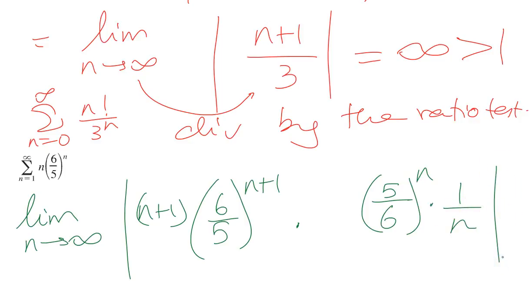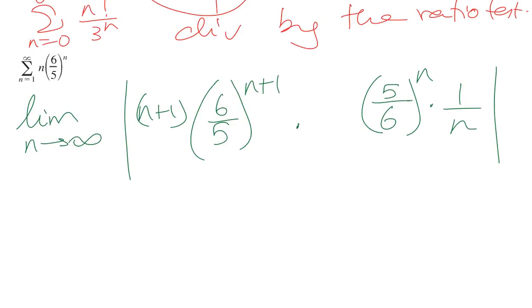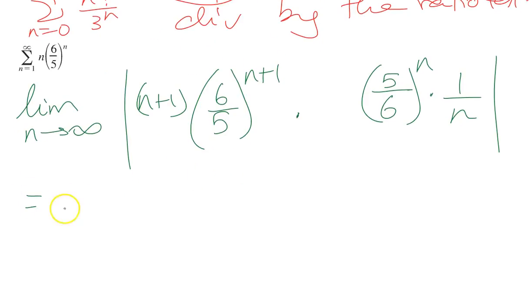Got it, everyone? Okay, so what did I do? For an plus 1, I replace that by n plus 1, that by n plus 1. You're dividing by that, so 6/5 to the power n flipped is 5/6 to the power n. And then this n flipped is 1 over n. So what do we have? That's going to be the limit as n goes to infinity of, any idea how to simplify this? Okay, n plus 1 over n, let me write that down.